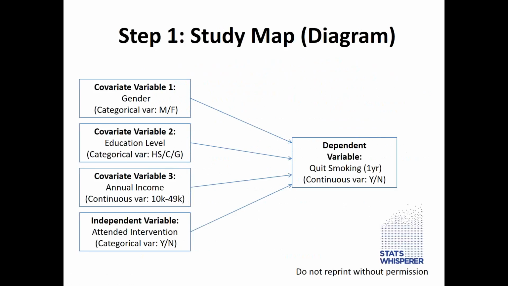So again, a picture's worth 1,000 words, right? So we put our study map into a diagram. On the left, we have our predictor variables: our three covariates and an independent variable. And on the right, we have our dependent variable, quitting smoking after 1 year.